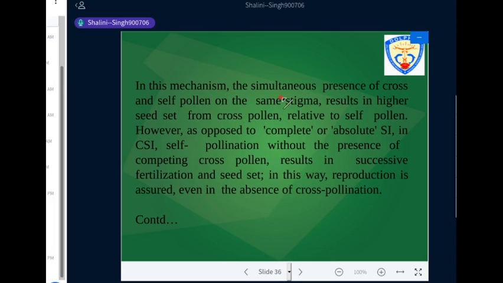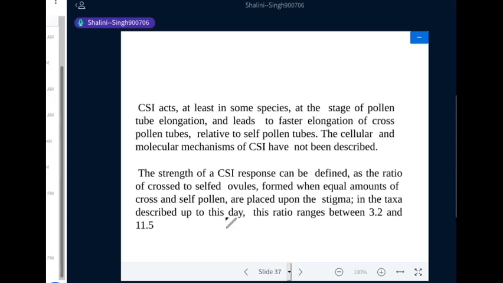In this mechanism, the simultaneous presence of cross and self-pollen on the same stigma results in higher seed set from cross pollen relative to self-pollen. However, as opposed to complete or absolute self-incompatibility, in cryptic self-incompatibility, self-pollination without the presence of competing cross-pollen results in successful fertilization and seed set. In this way, reproduction is assured even in the absence of cross-pollination.